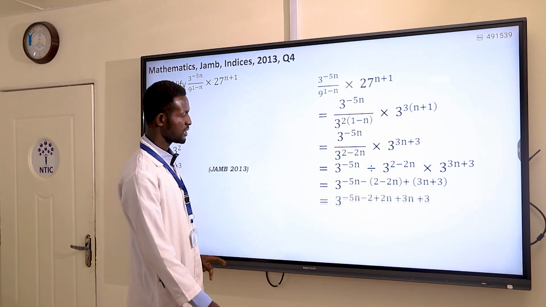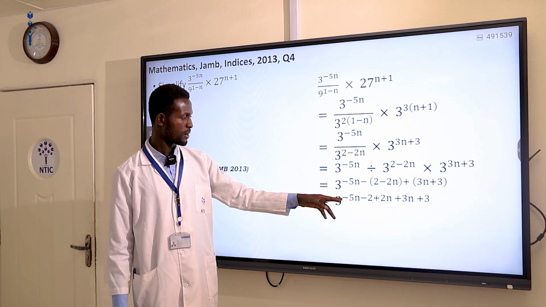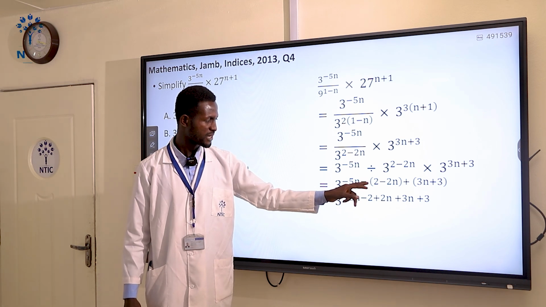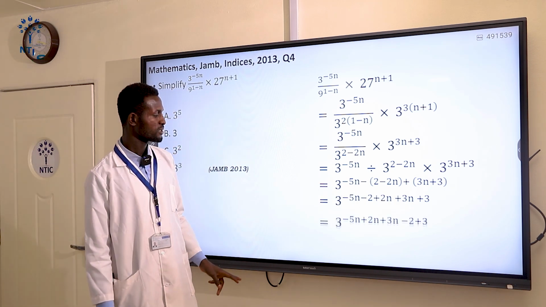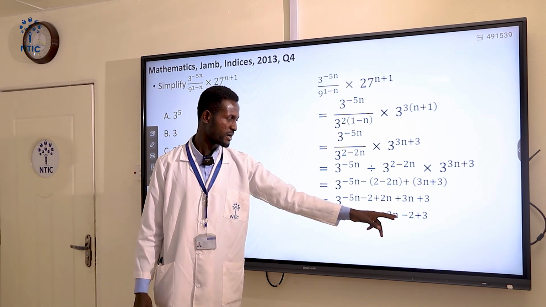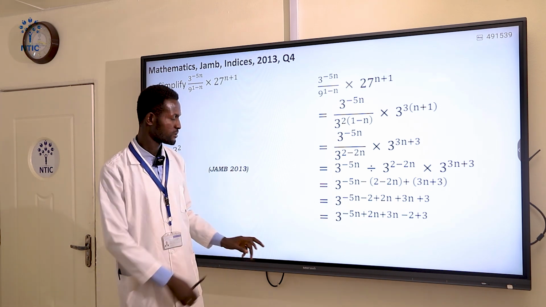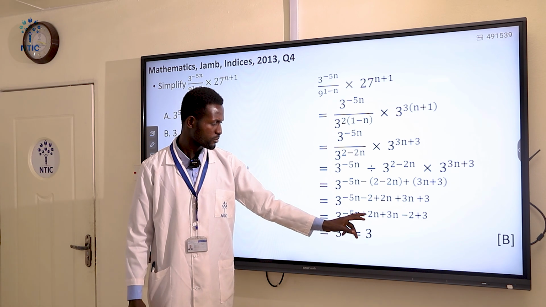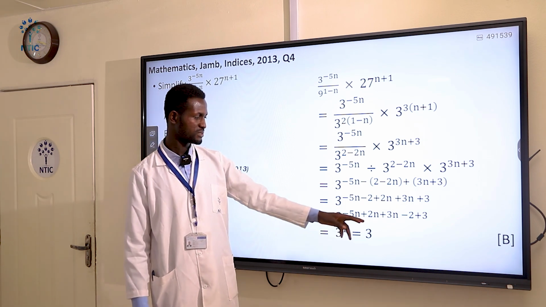So after performing the necessary arithmetic operation, we get 3 raised to power minus 5n. You open this bracket, you get minus 2, minus times minus gives plus, then plus 3n plus 3. Then this gives minus 5n plus 2n plus 3n minus 2 plus 3. What I did here is to arrange similar terms, or like terms. After doing the necessary addition and subtraction, minus 5n plus 2n gives minus 3n. Minus 3n plus 3n gives 0.